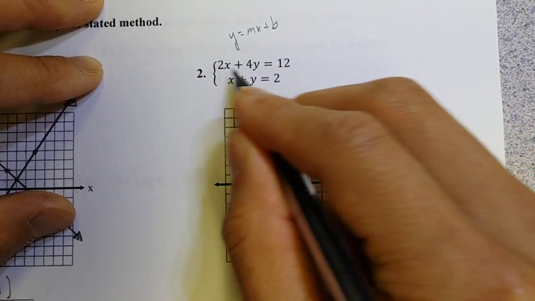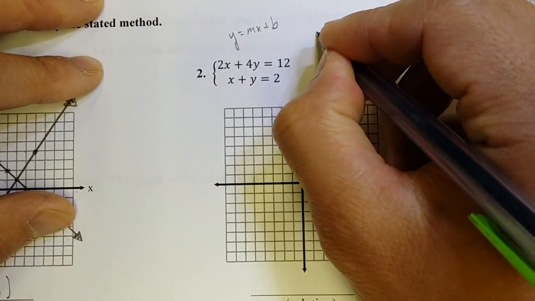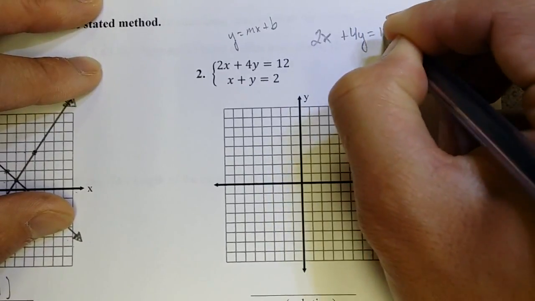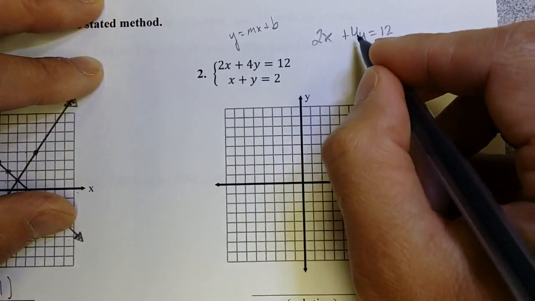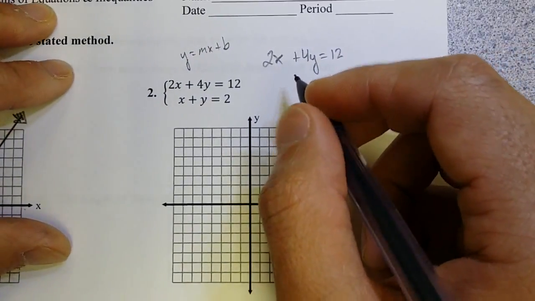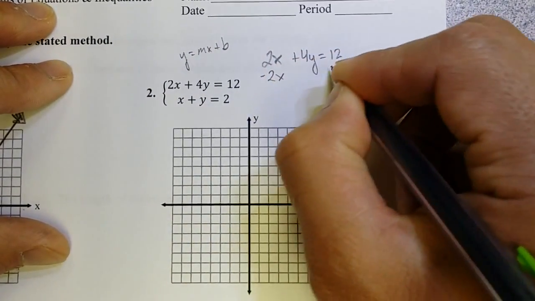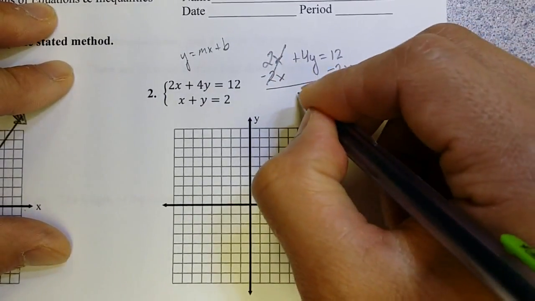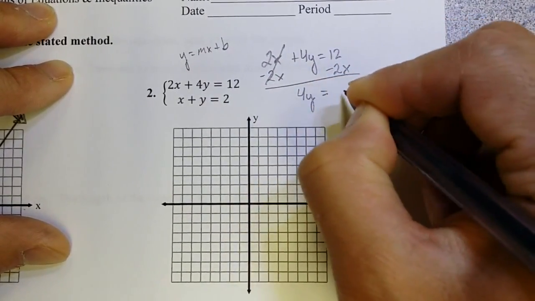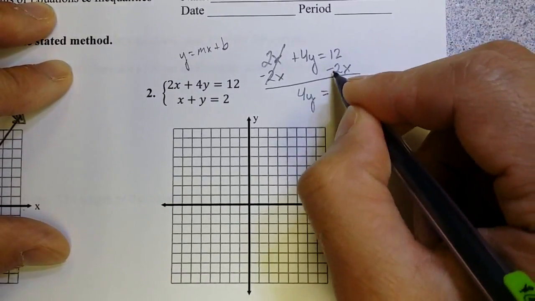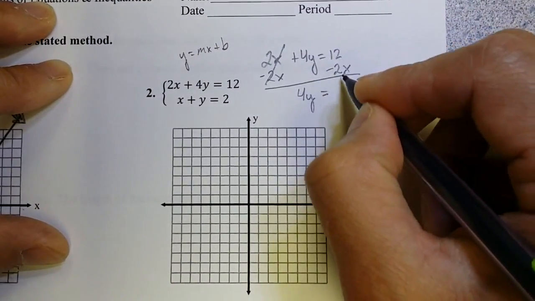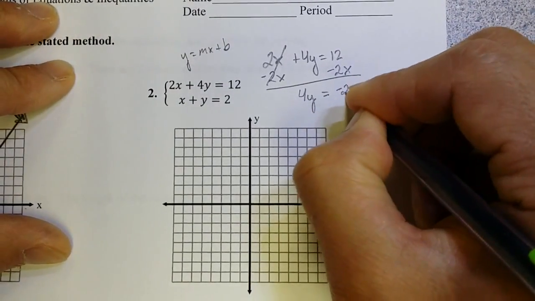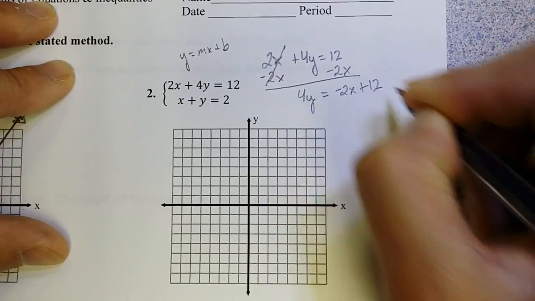Well, let's take a look at the first equation. 2x plus 4y equals 12. Now, to get y by itself, I'll subtract 2x from both sides. Here the 2x cancels out on the left. I have 4y equals 12 minus 2x. These two cannot be combined together, right? They're different terms. So all I have to do is write out negative 2x plus 12.